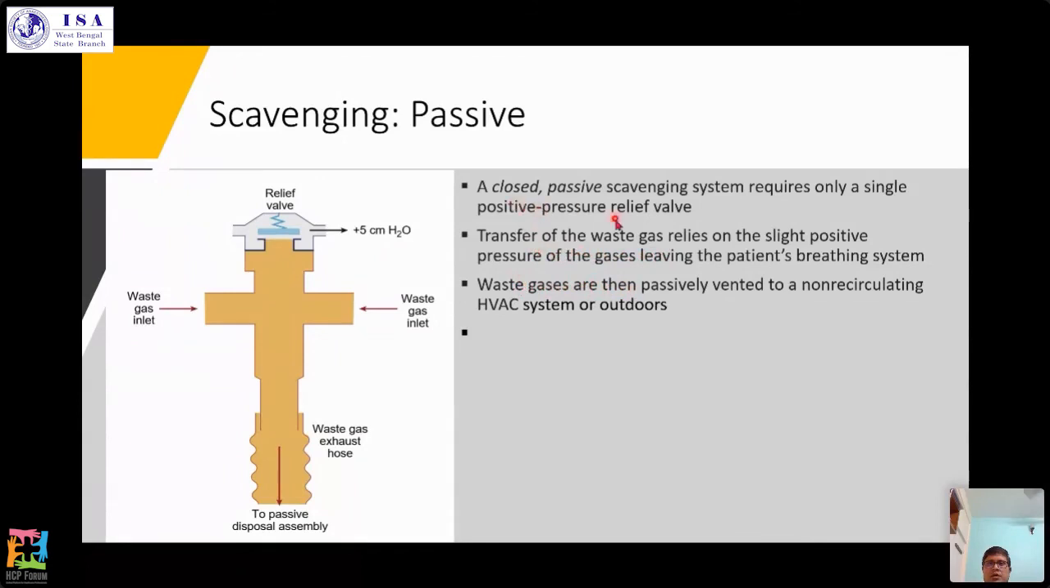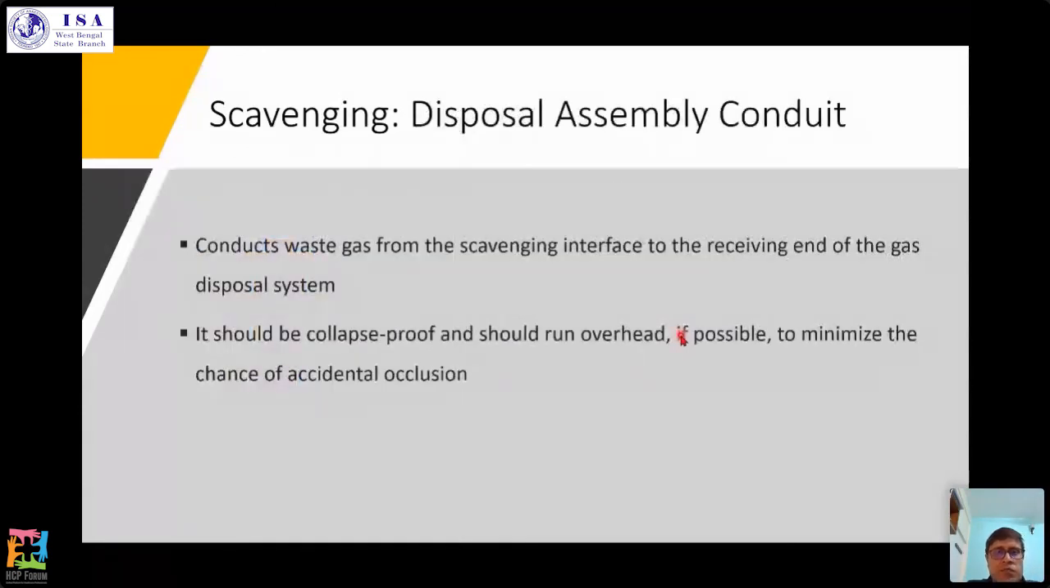We need a single positive pressure relief valve, and this transfer of waste gases happens due to the slight positive pressure of the gases leaving the patient's breathing system. This is just like an extension of the breathing system. So the patient's positive pressure that comes out at expiration will expel the air. Now the waste gases are then passively vented either to an AC, which must be non-recirculating, otherwise it's going to put that air with the waste gases again into that operating room, or outdoors. If it's open outdoors, we must make sure that it's not going to come back again. And it's covered with netting, which prevents insects and other things from getting inside and building a nest.